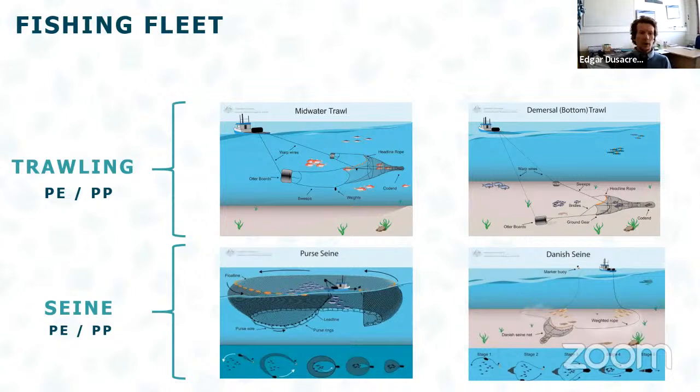First, we will do a quick reminder of the fishing fleet and the different fishing techniques. First, we have the trolling techniques. So we saw a boat before. Most of the fishing nets and materials that are used for trolling fishing are made of polyethylene and polypropylene. Purse seine or Danish seine is another technique, and it is made of the same materials, polyethylene and polypropylene.